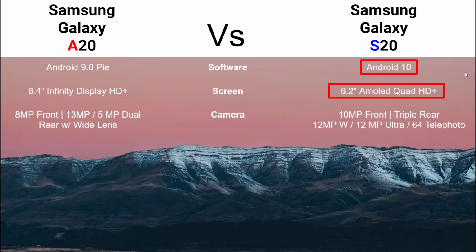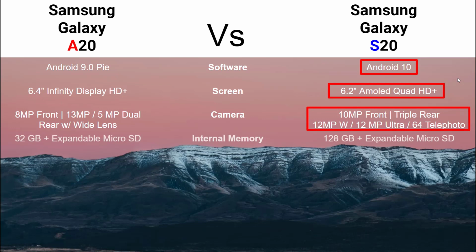Now, moving on to camera, you are getting a triple camera on the S20 with a 10 megapixel front camera and a triple camera on the rear. So you are getting a 12 megapixel wide angle camera, a 12 megapixel ultra camera, and a 64 megapixel telephoto camera, which makes the S20 camera better than the A20. You are also getting 3 times optical zoom on the S20 as well. So that camera is just packed with features.